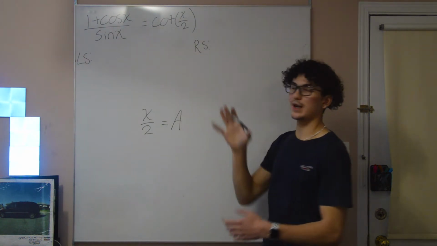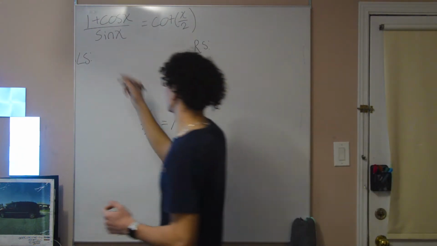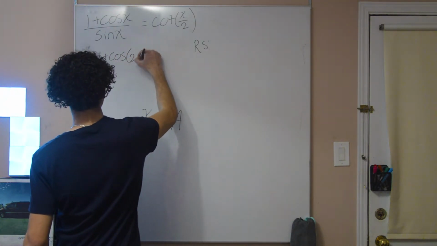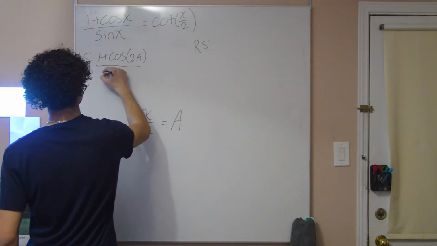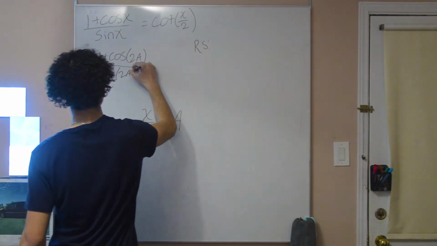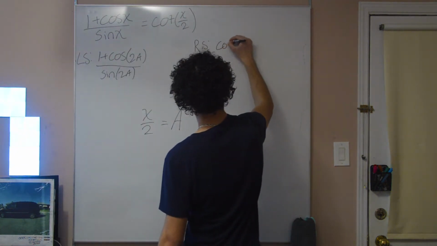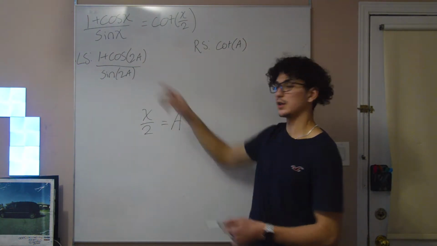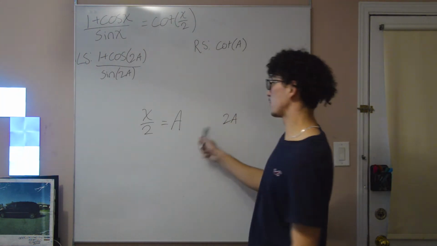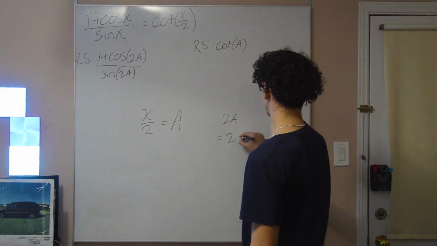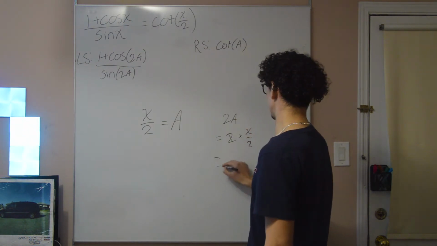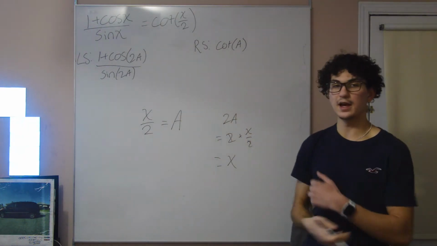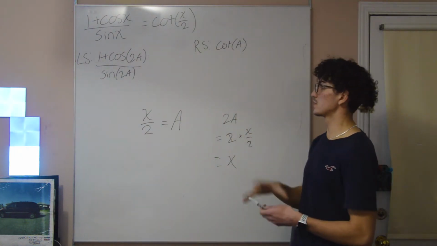Perfect. And now let's rewrite everything using a. Here we have 1 plus cos of 2a divided by sine of 2a. And on this side we have cotangent a, right? Now if I lost you there, think about it like this. 2a, and we know a is equal to that, so it becomes 2 times x over 2, which is just equal to x, right? So writing it as 2a just like that, and writing this as a, now we can solve this, right?